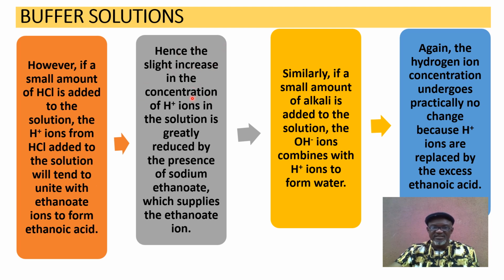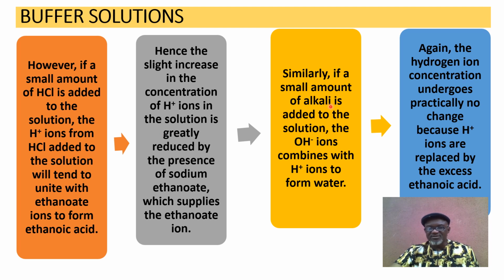Hence, the slight increase in the concentration of hydrogen ions in the solution is greatly reduced by the presence of sodium ethanoate, which supplies ethanoate ion. So as long as the sodium ethanoate is in the buffer, it supplies ethanoate ion, which captures the hydrogen ion from HCl. Remember, HCl is an acid. So you've added an acid. And remember our Bronsted and Lowry theory, the release of a proton. So the proton that is released to show the acidity of HCl is captured by this ethanoate ion, thereby reducing the concentration of the hydrogen ions that you added by adding this acid.